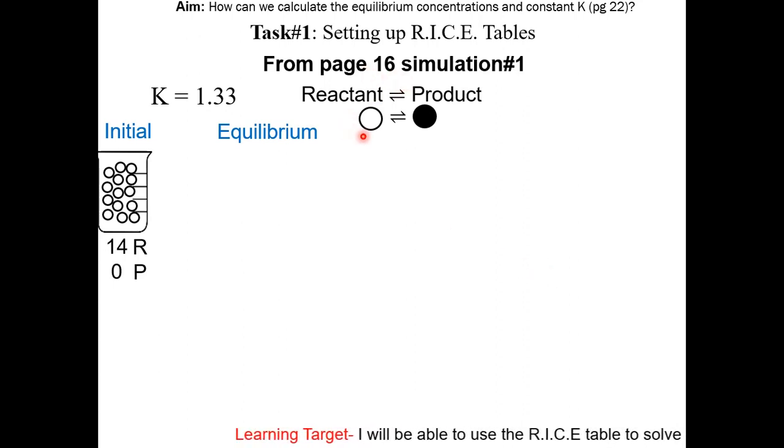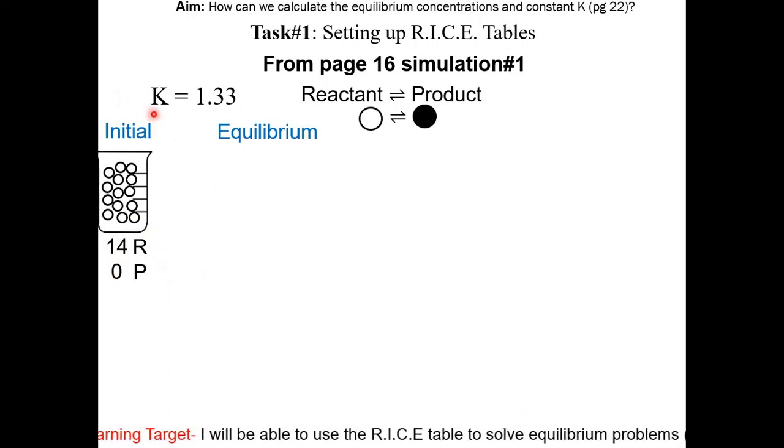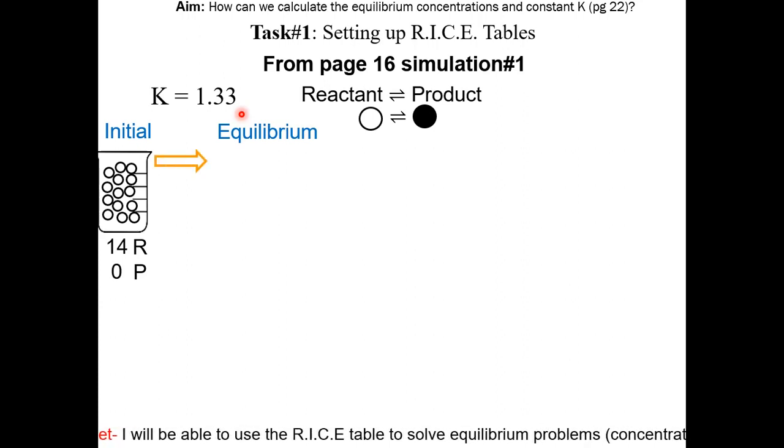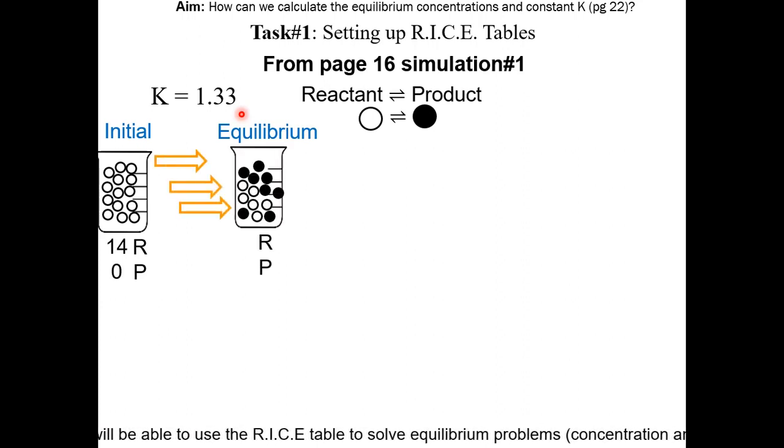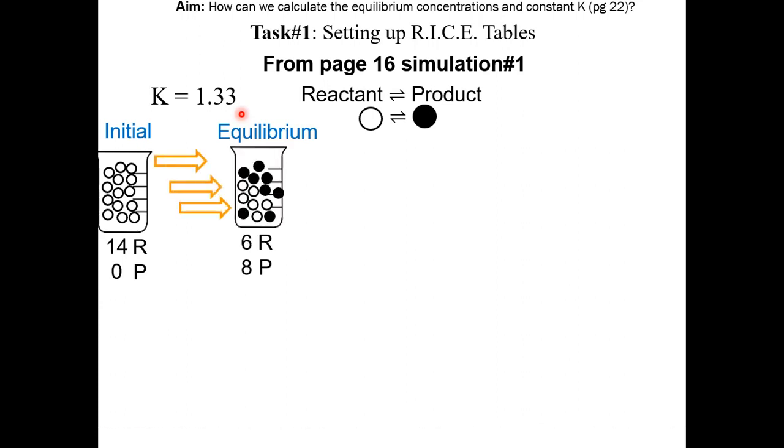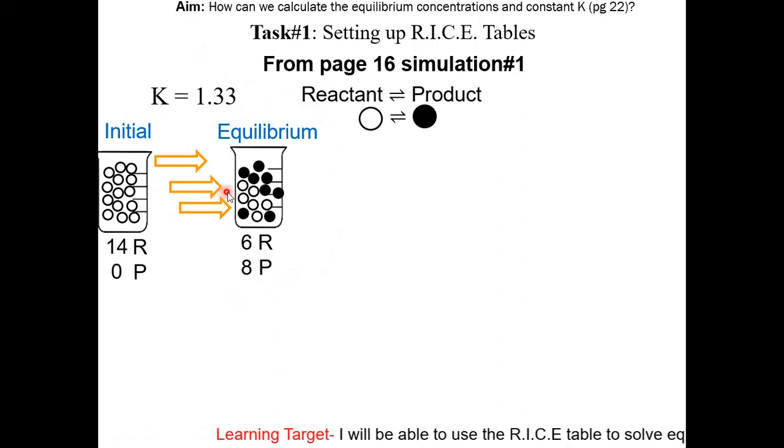If you recall, this is the reactant and product at equilibrium. Initially, we're given 14 reactants and 0 product. The K constant is equal to 1.33. At equilibrium, there were 6 reactants and 8 products. So this is what we figured out in simulation number 1 on page 16.